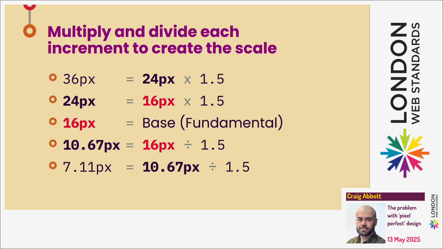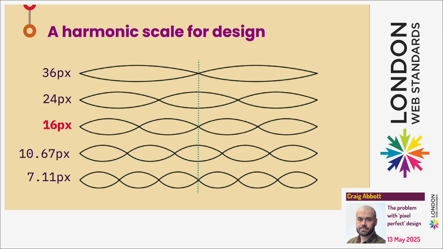Then we multiply and divide each increment to create the scale. If we start with 16, we would do 16 times 1.5 because that's our ratio, and we'd end up with 24 pixels. So the next size up would be 24. Then we would take 24 and multiply that by 1.5 again, and we would get 36. And if we went the other way, we'd take 16 divided by 1.5 and we'd end up with 10.67, and so on and so forth. So we'd end up with this harmonic scale for design where essentially our waveforms would line up based on the sizes that we'd used.